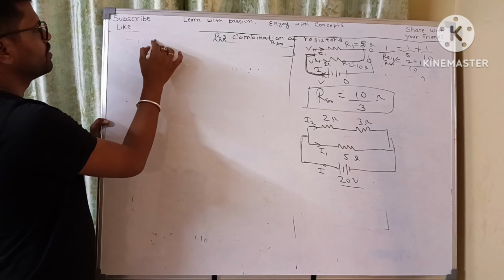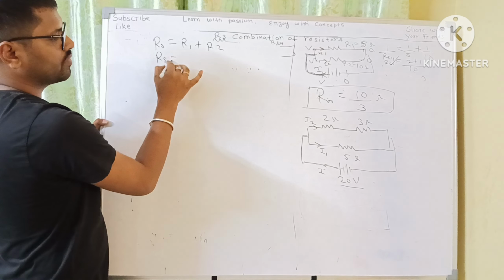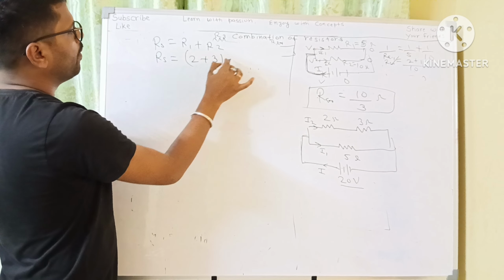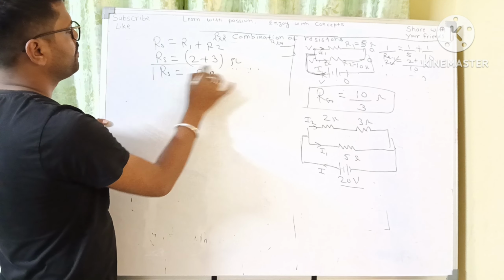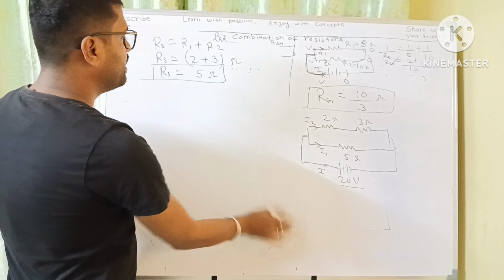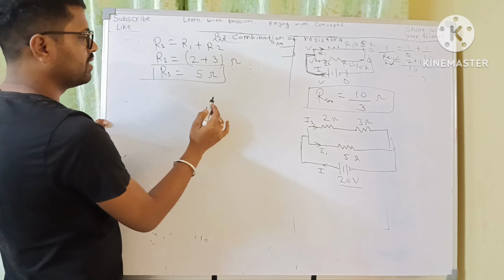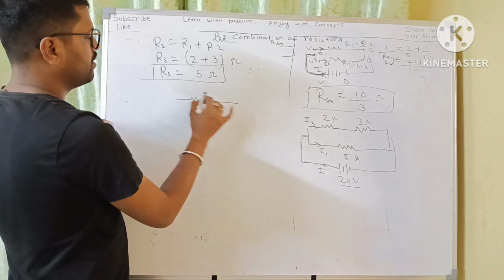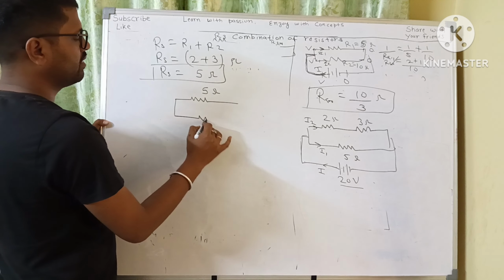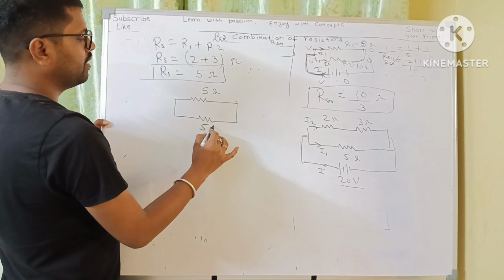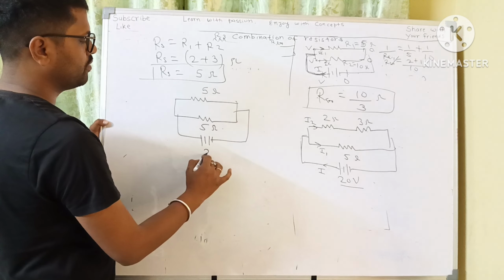If these two are in series, what is R series? R1 plus R2. So R series equals 2 plus 3 ohm, so R series equals 5 ohm. Simple. Now, next you have to draw the equivalent circuit where you use this. So write 5 ohm here instead of this 2 and 3, and here also it's 5 ohm. And 20 volt here, 20 volt.